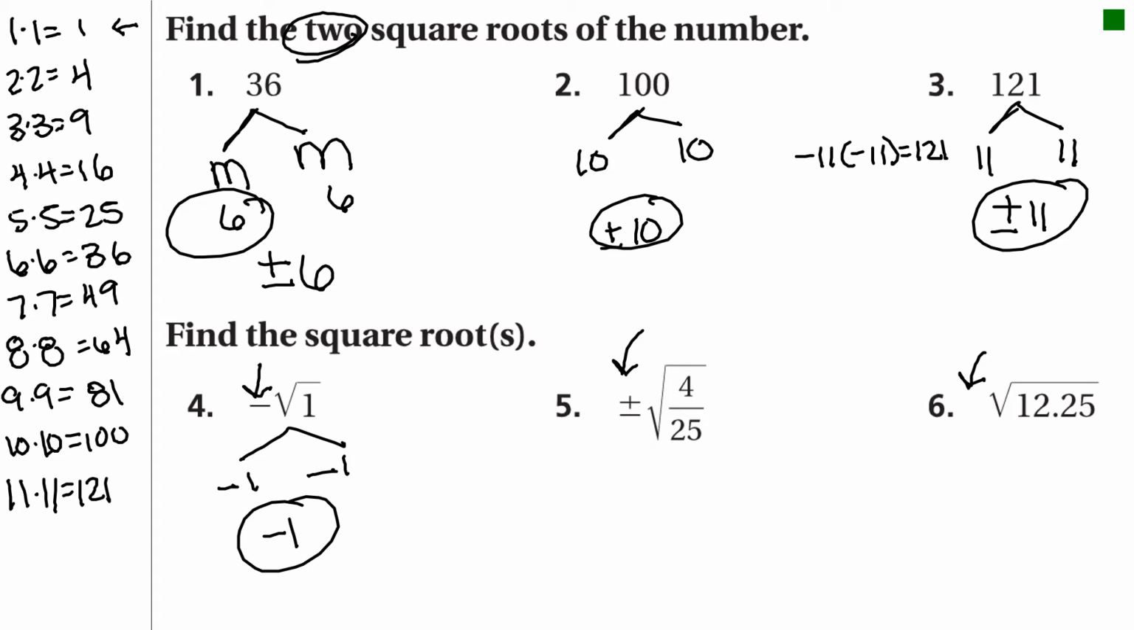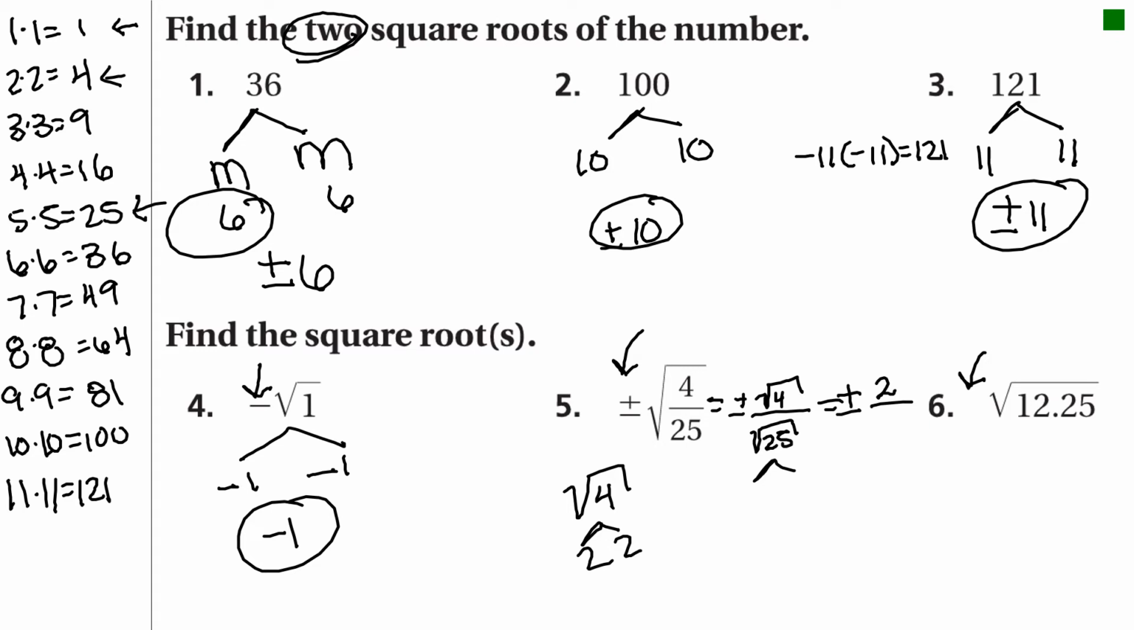All right, don't freak out when it comes to fractions. You can break this down into what is the square root of 4 over what is the square root of 25 and leave it as a fraction. So what times what is 4? I wrote my cheat sheet, and I know that 2 times 2 is 4. So plus minus, we know that the numerator is going to be 2. So now we're thinking, what times what is 25?